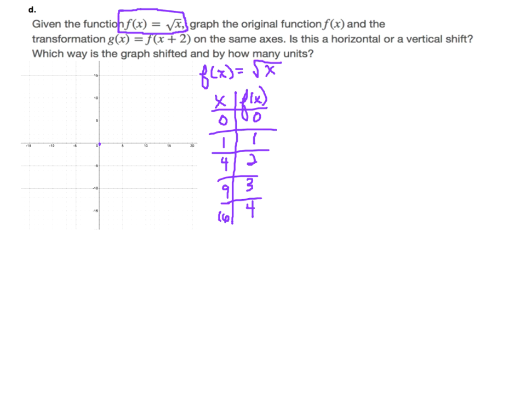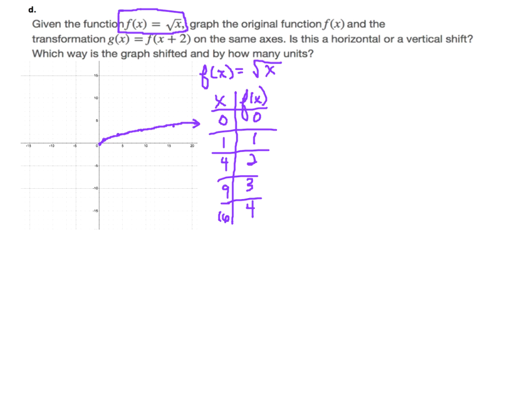All right, so 0, 0, 1, 1, 4, 2, so we're getting that square root curve, 9, 3, and 16, 4. Okay, so this is what that parent or toolbox square root function looks like before it's transformed.